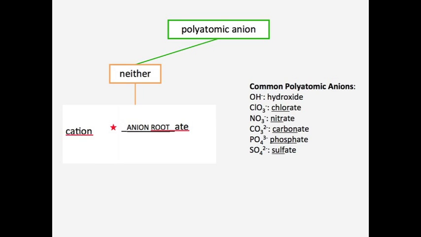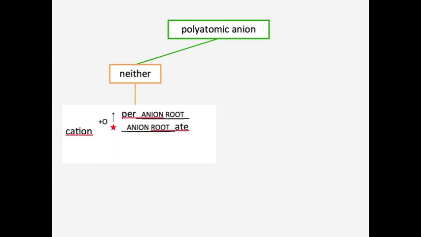If there is one more oxygen attached to your baseline polyatomic anion, attach the prefix per to your anion's root and keep the suffix -ate. If there is one less oxygen, change the suffix of your baseline polyatomic anion to -ite. If there are two less oxygens, use the prefix hypo and suffix -ite.